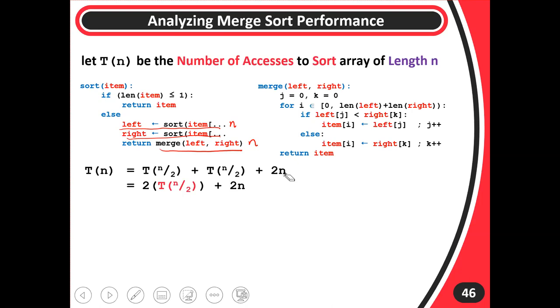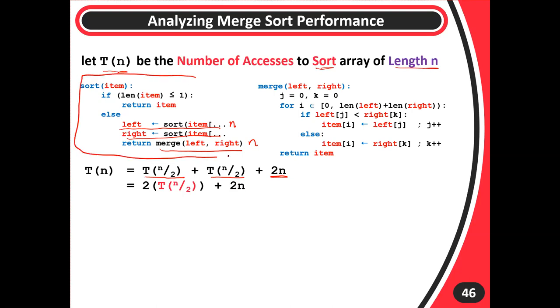All right. And now we can use our recursive formula in order to analyze it. This is the same thing we did for binary search, but now we're doing it for merge sort. If T of n is the number of accesses to sort an array of length n, we don't know how many that is, but we know that we're going to make two recursive calls of approximately n over two. And then we're going to do two times n memory accesses at each call to sort, right?